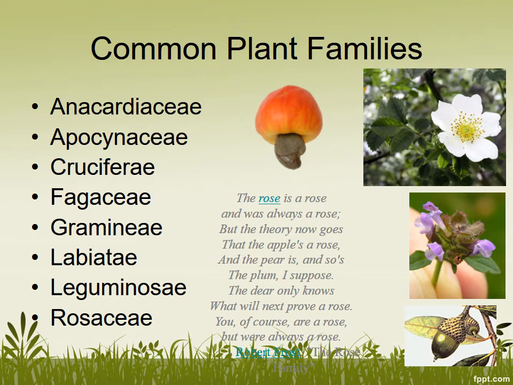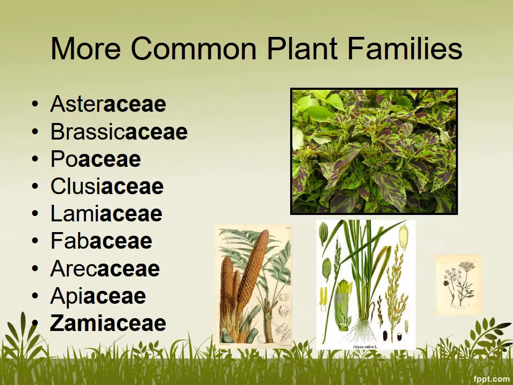Labiatae, leguminous. I'm really butchering some of the names here, but legumes are beans. Now these include green beans, pole beans, different beans that you eat. It includes a lot of trees also. Any tree that flowers and makes a bean pod, basically a container for its seeds, is a legume. Rosaceae, that's the rose family. That includes roses and a lot of other flowering and fruiting trees.